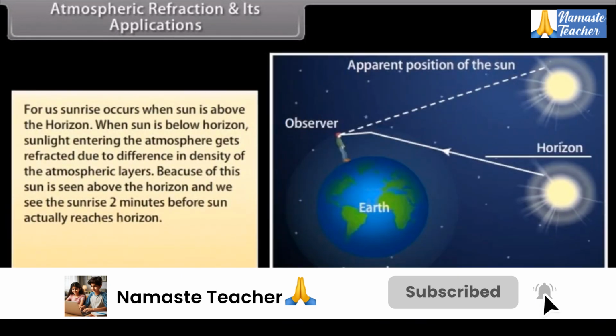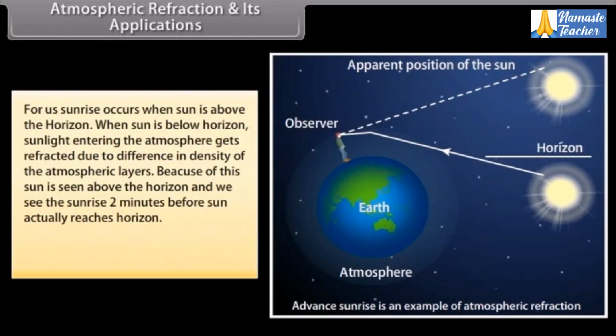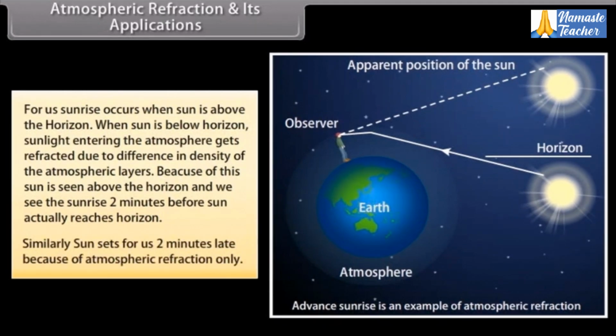For us, sunrise occurs when the sun is above the horizon. When the sun is below the horizon, sunlight entering the atmosphere gets refracted due to the difference in density of the atmospheric layers. Because of this, the sun is seen above the horizon, and we see the sunrise 2 minutes before the sun actually reaches the horizon. Similarly, the sun sets for us 2 minutes late because of atmospheric refraction only.